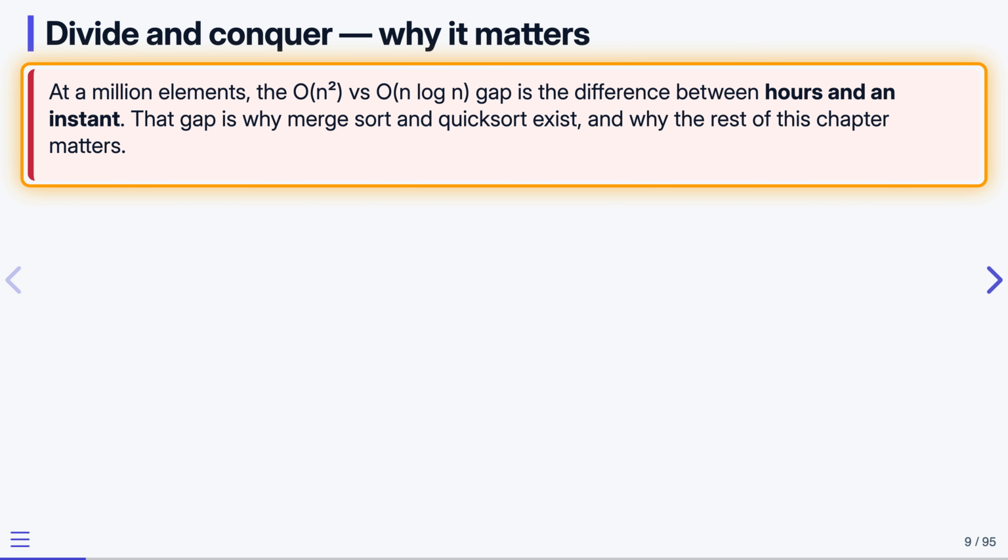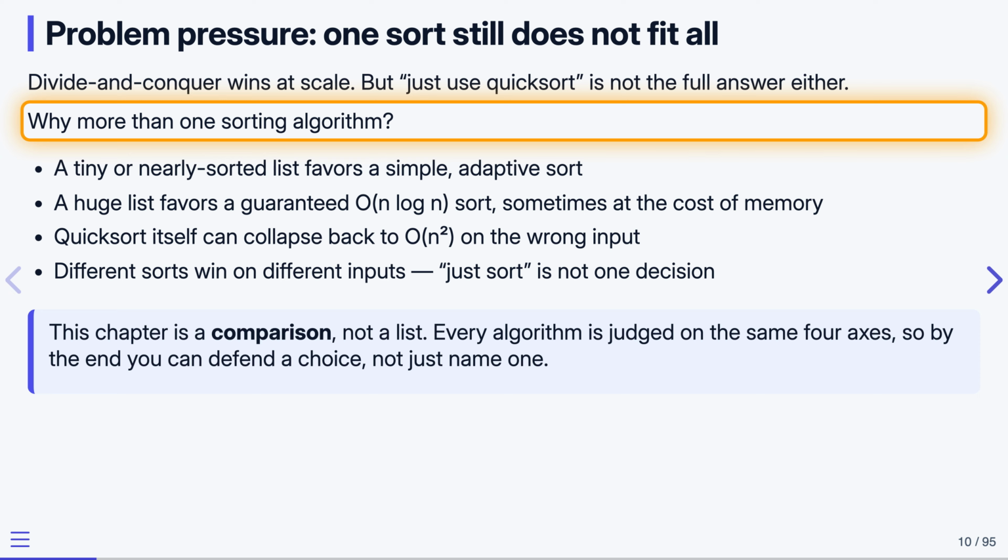Put a number on the gap. At a million elements, big O of n squared against big O of n log n is the difference between hours and an instant. That gap is why merge sort and quicksort exist, and it is why the rest of this chapter matters. Divide and conquer wins at scale, but just saying use quicksort is not the full answer. So why do we need more than one sorting algorithm?